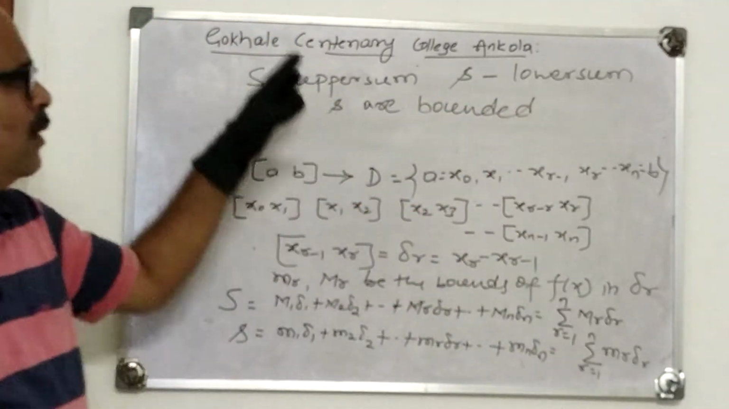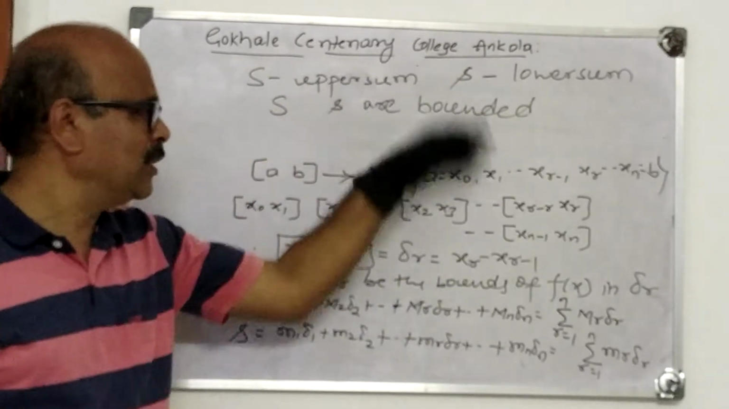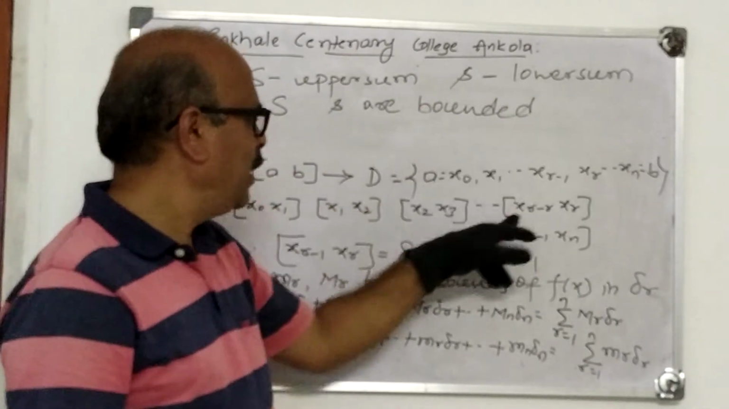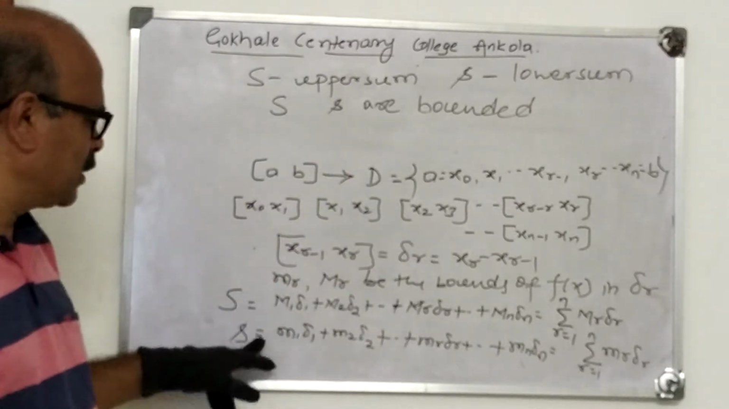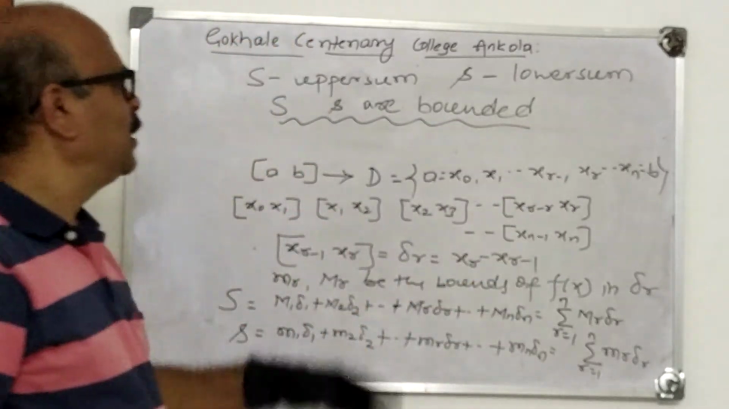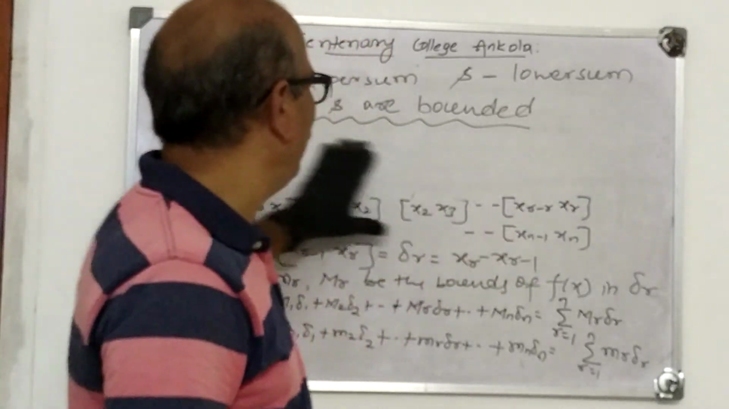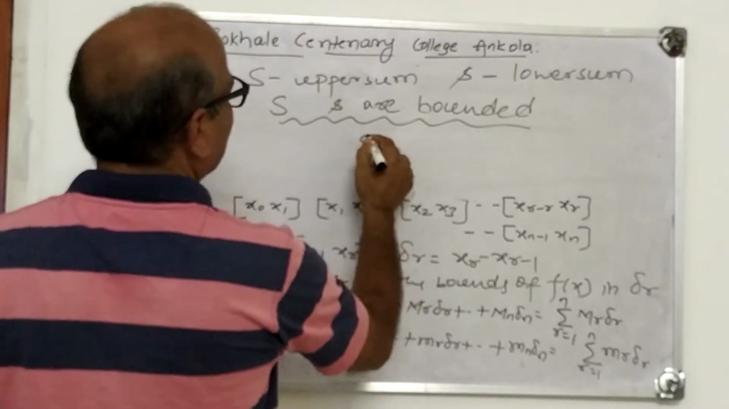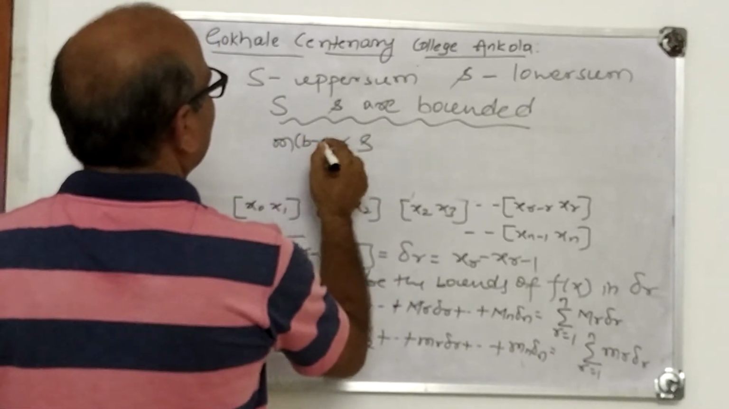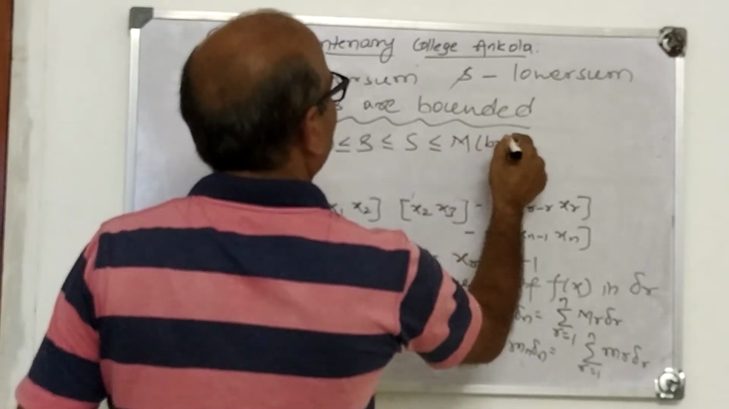Before defining what the Riemann integral is, we require all these things. Capital S, what is capital S? Upper sum. Small s is the lower sum. And upper and lower sums are defined like this. Now, this is the first result: we prove that capital S and small s are bounded. In fact, we prove that small m into (b minus a) is less than or equal to small s, less than or equal to capital S, less than or equal to capital M into (b minus a).